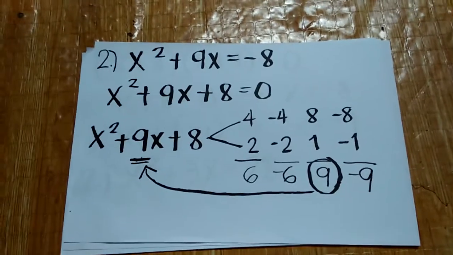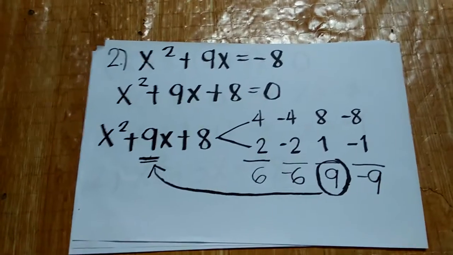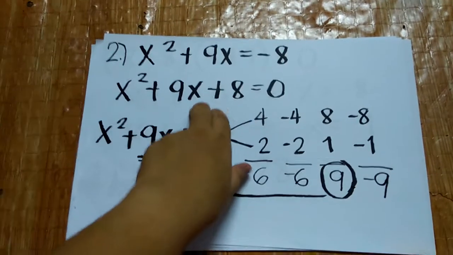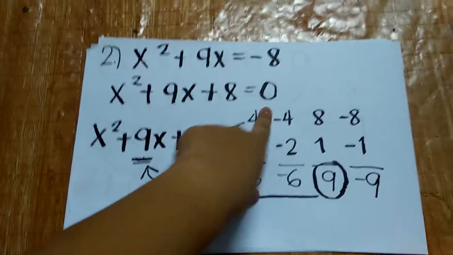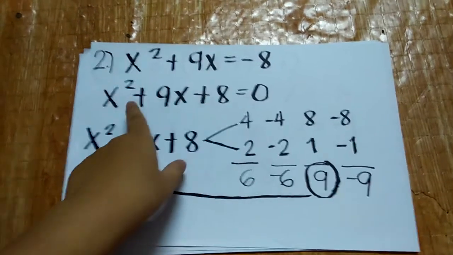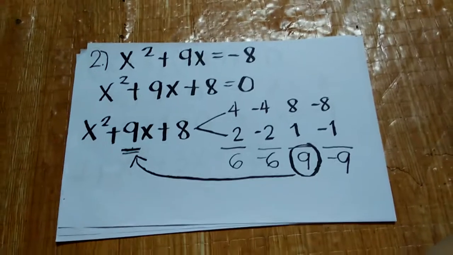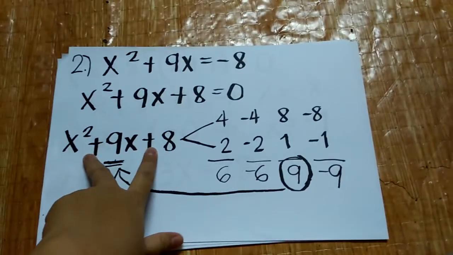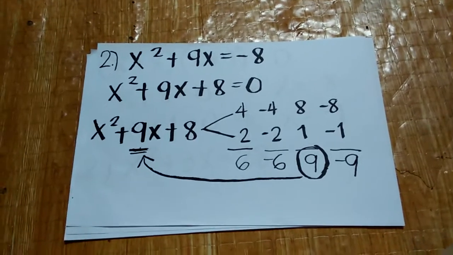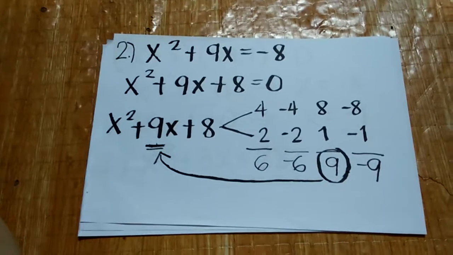First step, transpose or transform into standard form, di ba? So, simple lang naman, itong negative 8, ilipat lang natin dun sa kabila, then equal to 0. Okay? So, itong negative 8, magiging positive 8. So, ayan na, x squared plus 9x plus 8 is equal to 0. Okay, ito na yon. Ngayon, pagka ganitong 3 terms na or trinomial na yung given natin ng quadratic, we're going to look at the last term.